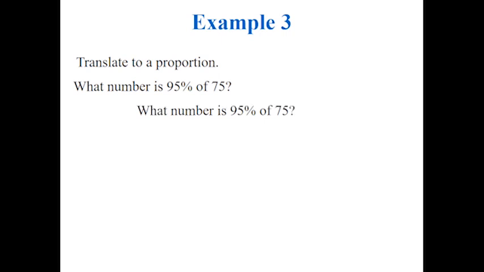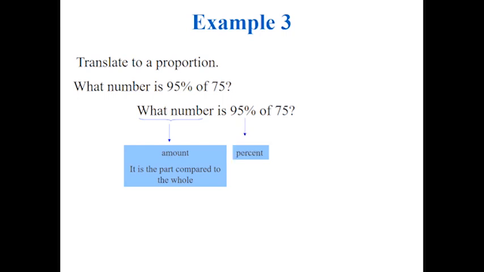What number is 95% of 75? What number, the unknown, is the amount, the part compared to the whole. 95 is the percent. 75 is the base. Why is it the base? Because it appears after the word of.